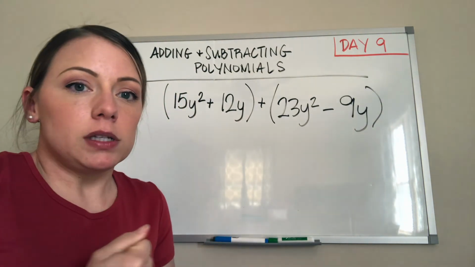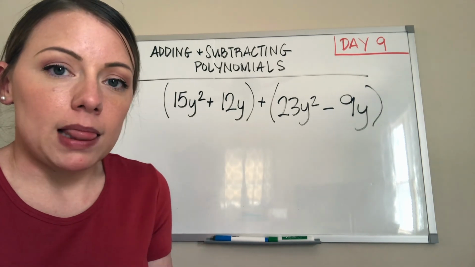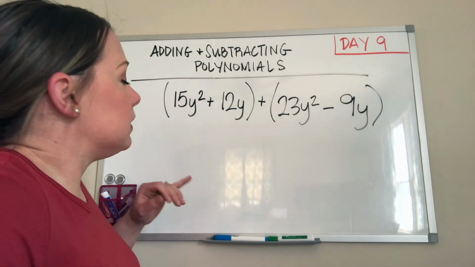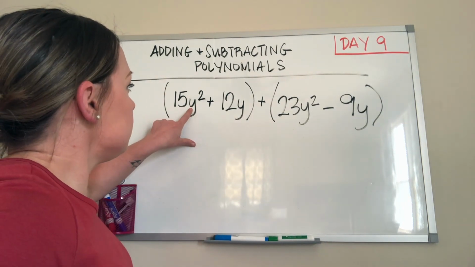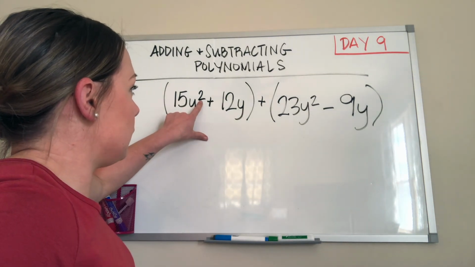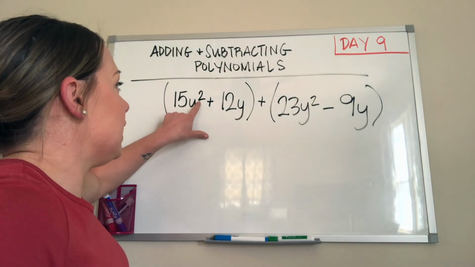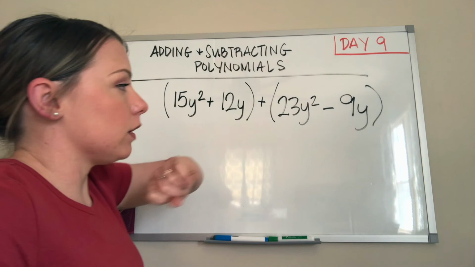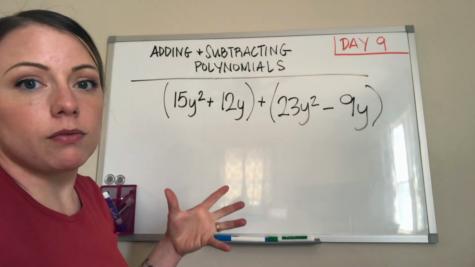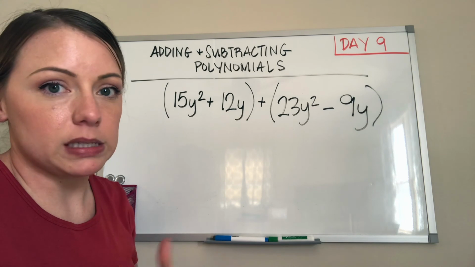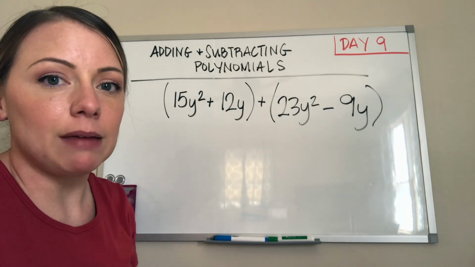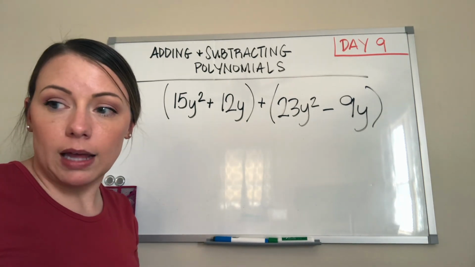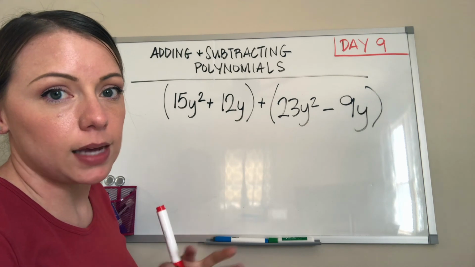So the first thing I want to do is make sure I know what my like terms are. So when I'm adding and subtracting these polynomials, the like terms would be the terms with the exponent being the same. So in this case, y squared and y squared are like terms, and then y and y are like terms. Do not confuse the fact that they're all the same letter as like terms. That's not the case. They have to have the same variable and the same exact exponent. All right, so using that information, let's start grouping things together and adding them.